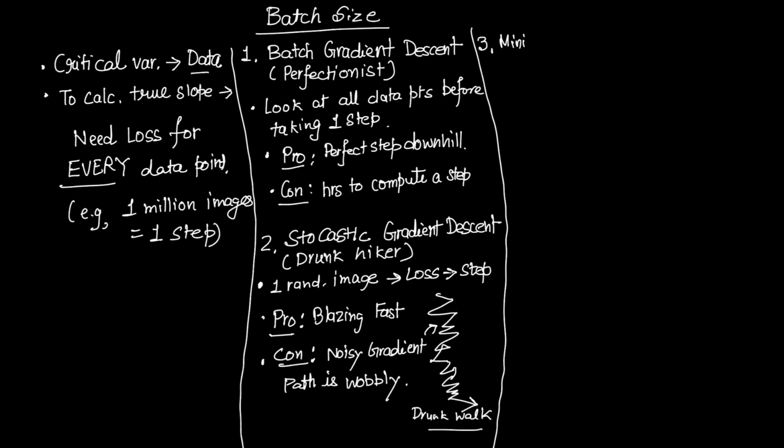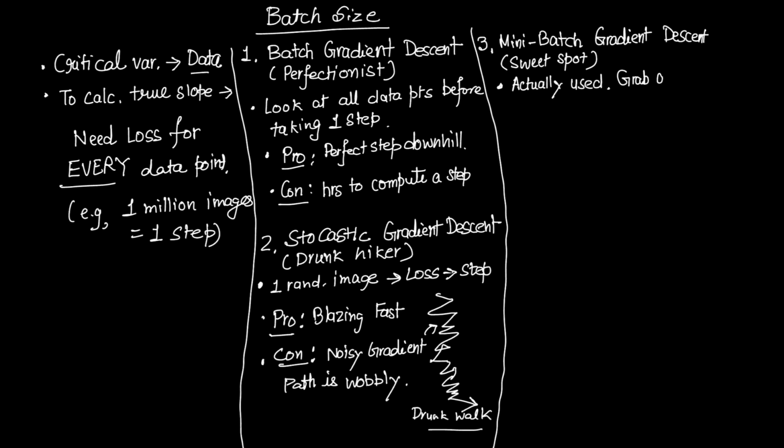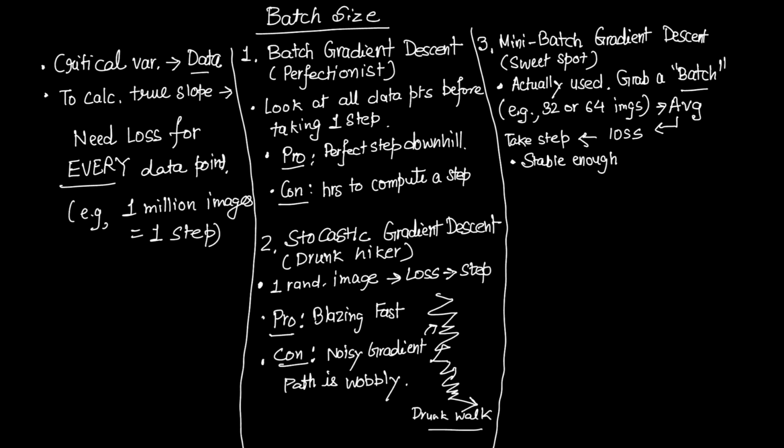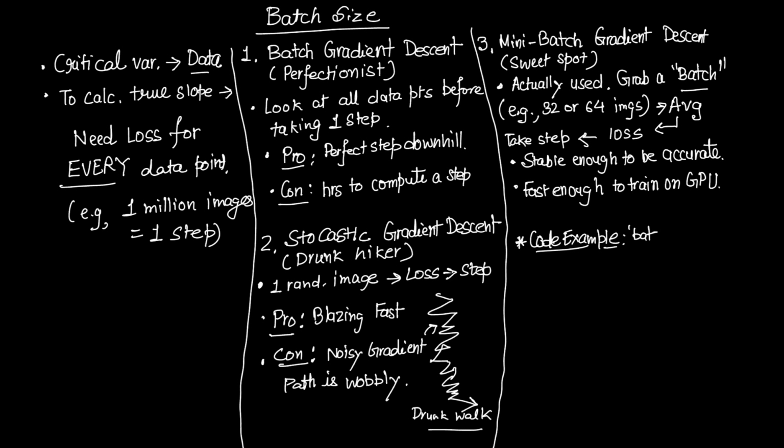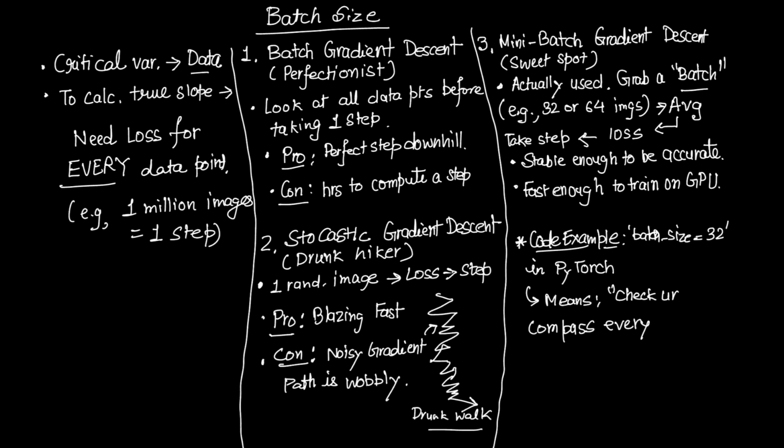Then the third one is mini-batch gradient descent, which is the sweet spot. This is what we actually use. We grab a batch, say of 32 or 64 images, we average their loss, we take a step. It's stable enough to be accurate, and fast enough to train on a GPU. When you see batch_size equal to 32 in your PyTorch code, this is what it means. You are telling the hiker, check your compass every 32 steps.